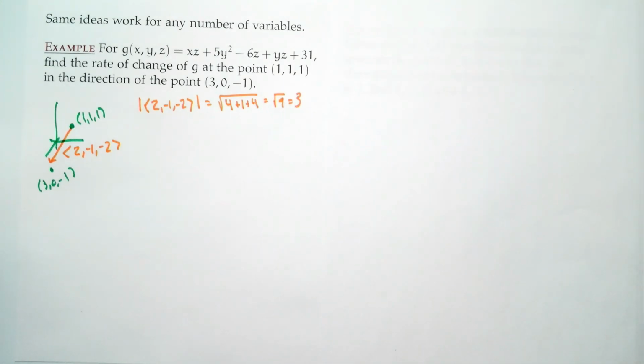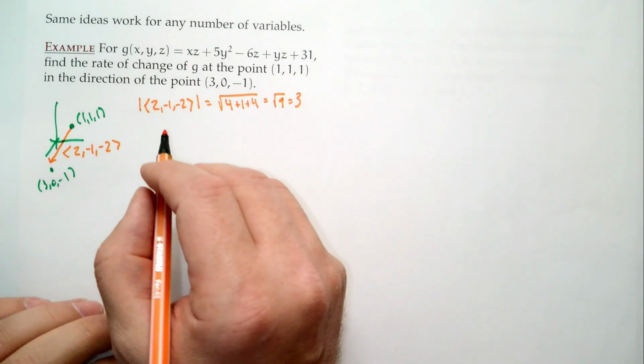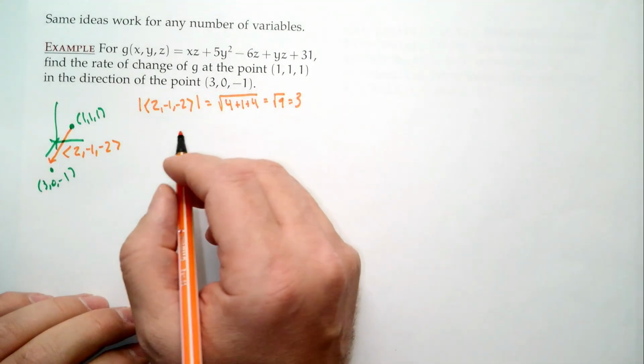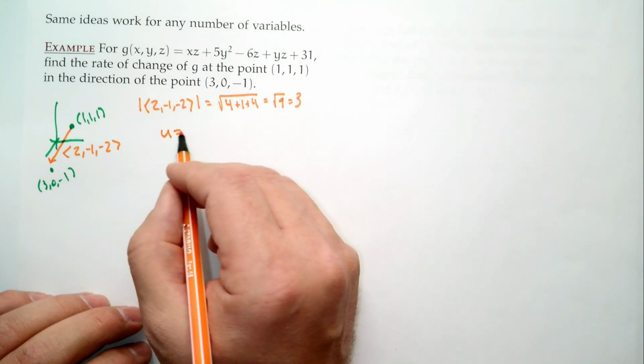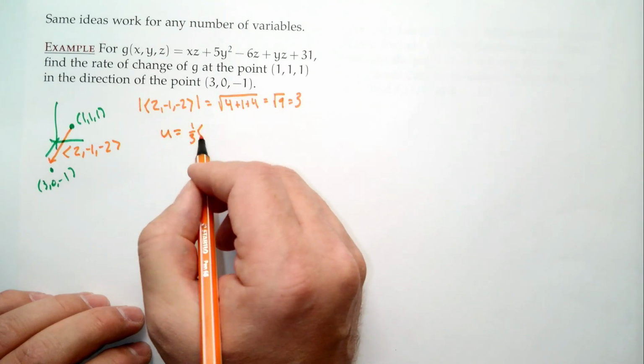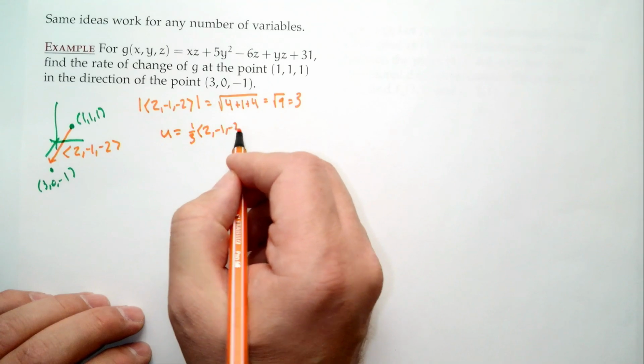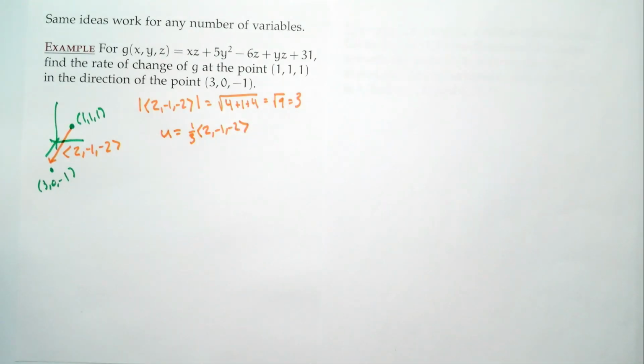Suspiciously nice. You should also think that, wow, a lot of these problems are suspiciously nice. And if they're not being suspiciously nice, check your work. Okay, so our u that we're going to use is 1/3 times 2, negative 1, negative 2. So there's our first half. We found u. What's next?